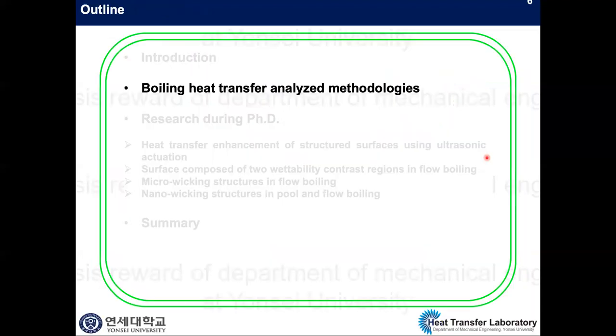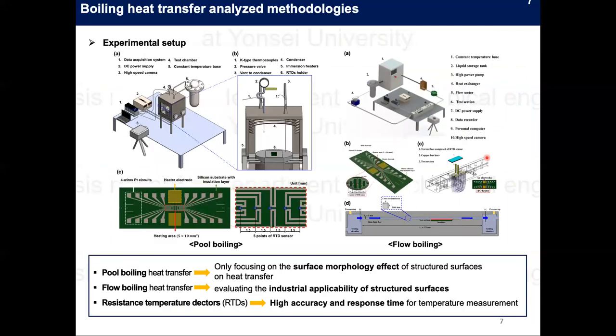Now I'm going to talk about the experimental facility in our laboratory. Here is the schematic diagram of the experimental setup that I used to conduct heat transfer experiments under pool and flow boiling conditions. As you can see from this slide, the experimental facilities, including the test station and the gaseous temperature detector sensor, were designed and constructed by myself. And here, the RTD sensor has high accuracy and fast response time for temperature measurement, and can be fabricated on the backside of micro or nanostructural surfaces.